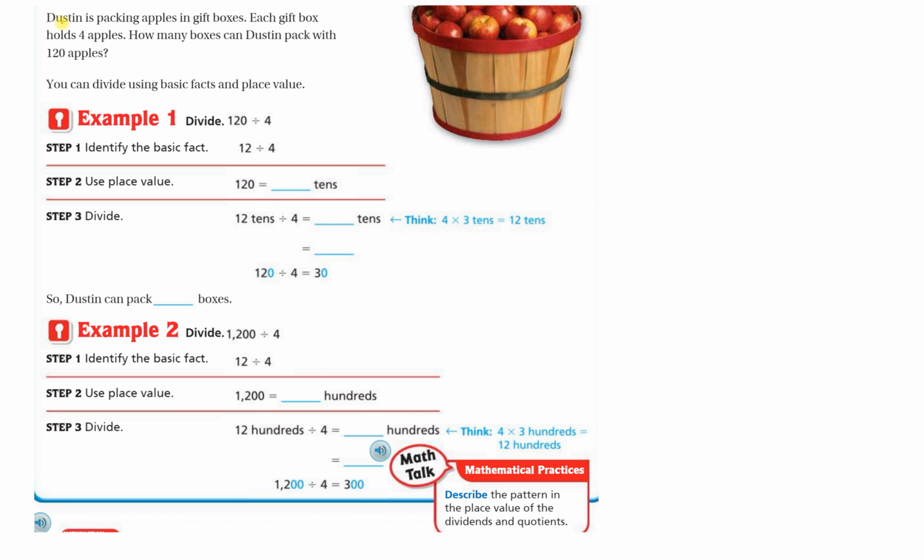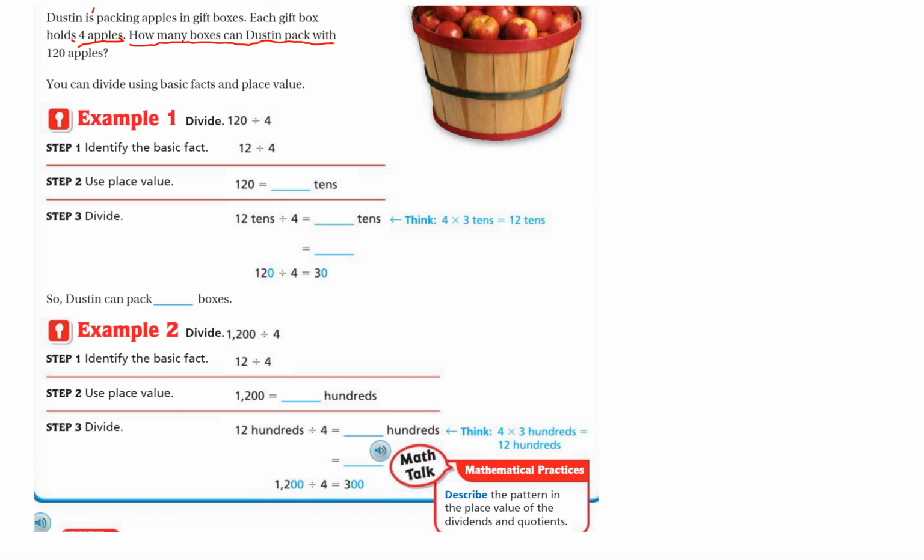It says, Dustin is packing apples in gift boxes. Each gift box holds 4 apples. So that's important. And then, of course, our question: how many boxes can Dustin pack with 120 apples?